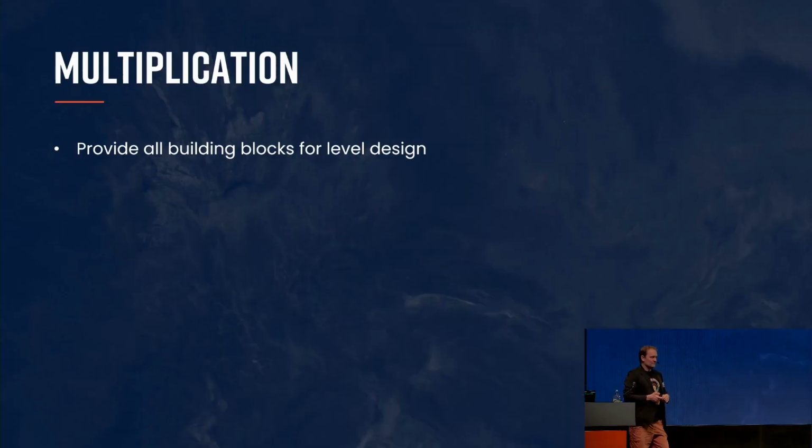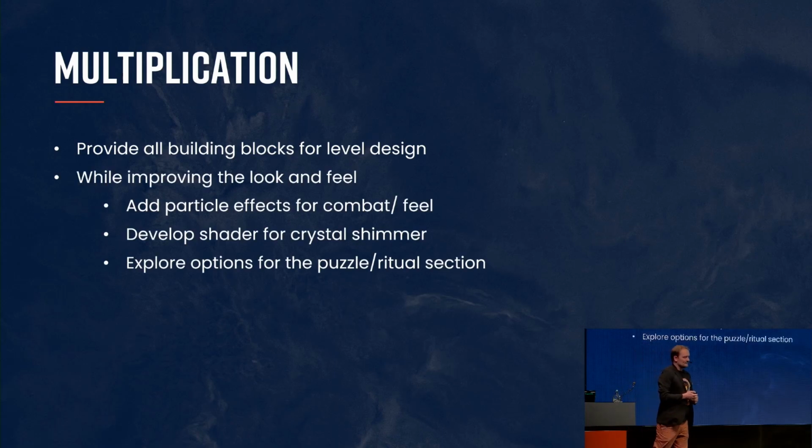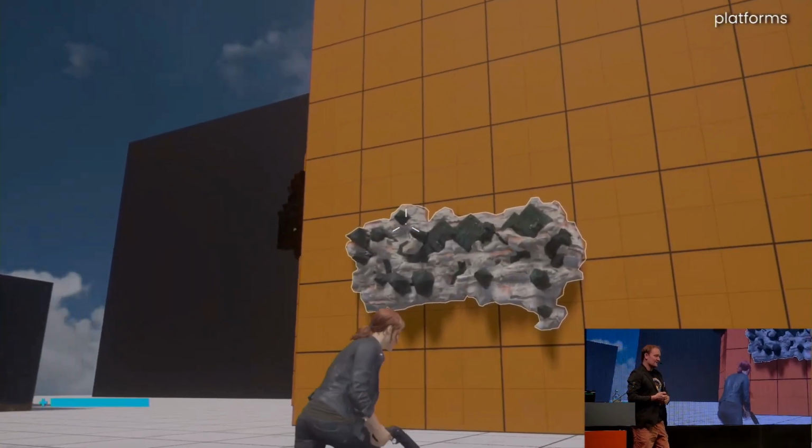So by that time, we're fully in production. So we had to provide all the building blocks for level design, while we continued iterating a bit on the look and feel. So particle effects for the combat feel, just make it feel nice when you pull it out of the wall. Develop some shader solution to make the material stand out a bit more, to not just be green rock. And then also explore options for that ritual that we were trying to implement. That's how that looked like.